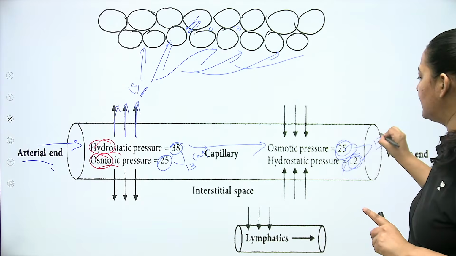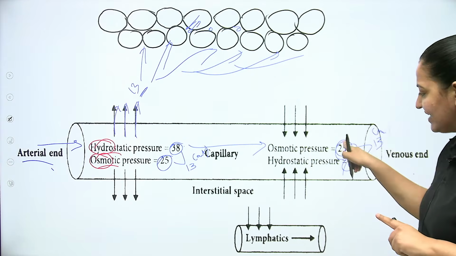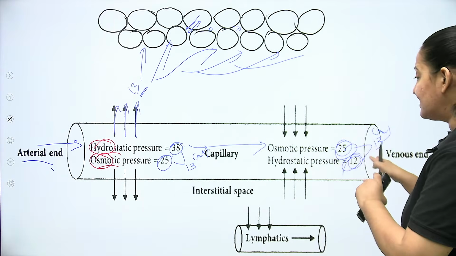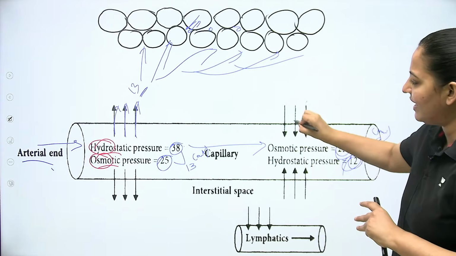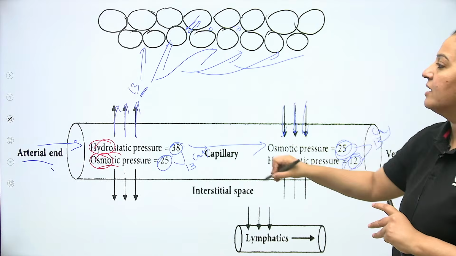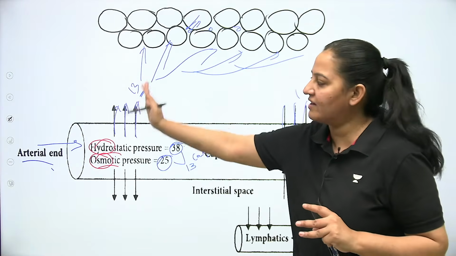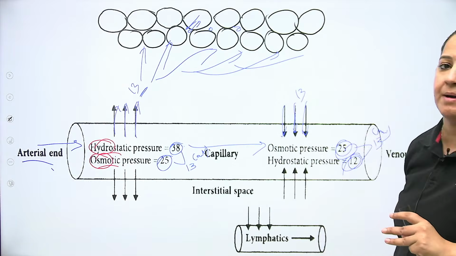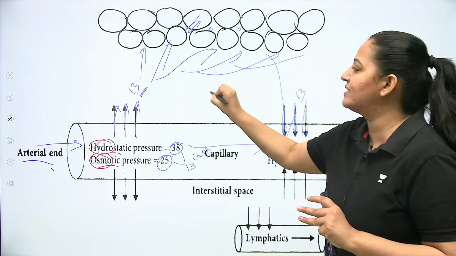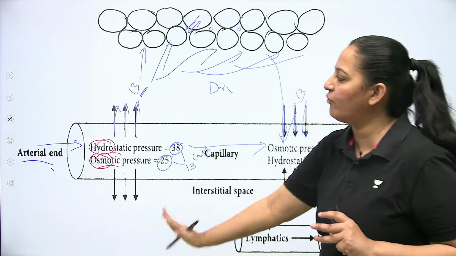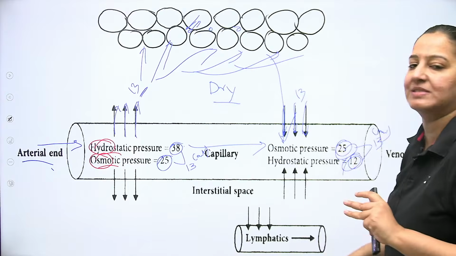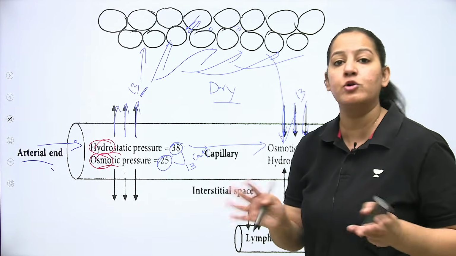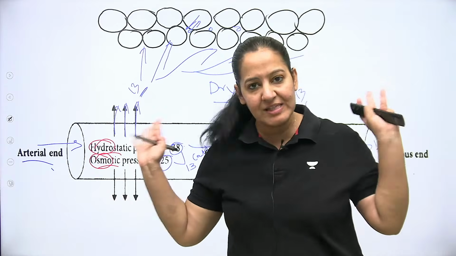25 minus 12 is again 13. But this time, this 13 is inward, because 25 is greater than 12 and 25 is the value of osmotic. So at the venous end, see the arrows, it is a 13 inward pressure. So the fluid goes out by 13 mm, does the exchange, and the same fluid comes in again with 13 mm. That's why in the end, the tissue is dry. The tissue is dry means whatever fluid comes out, the same fluid after exchange comes in. So a normal healthy person doesn't have edema, because we have this physics in our body.